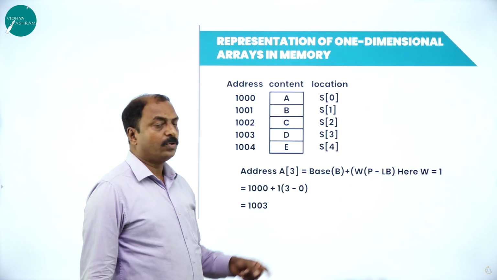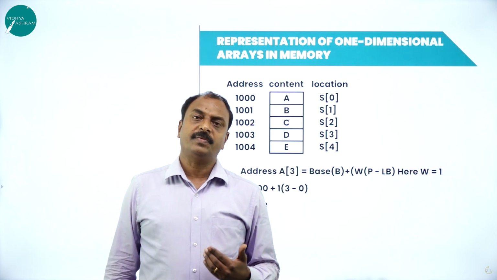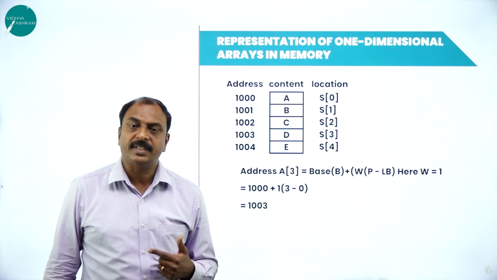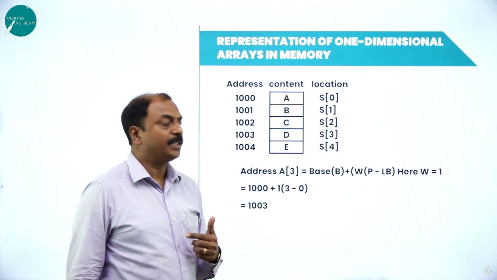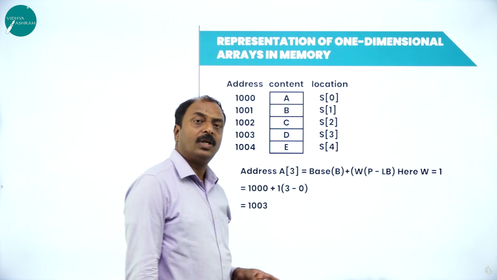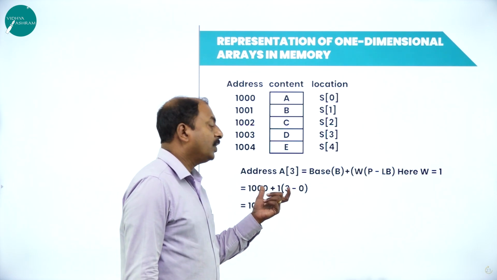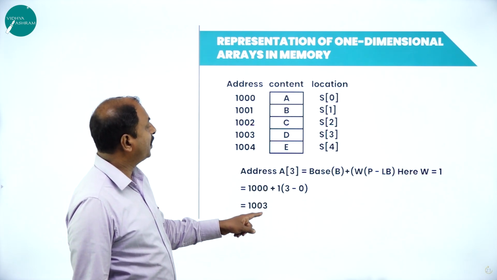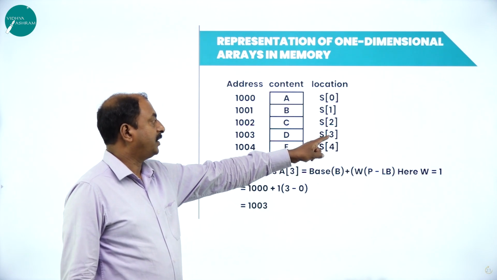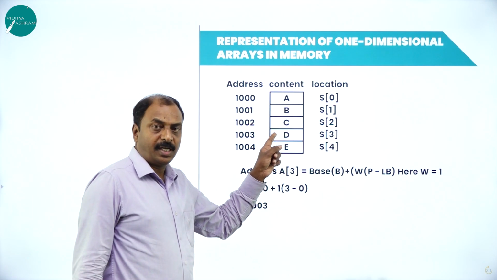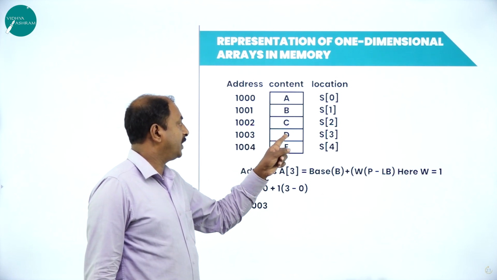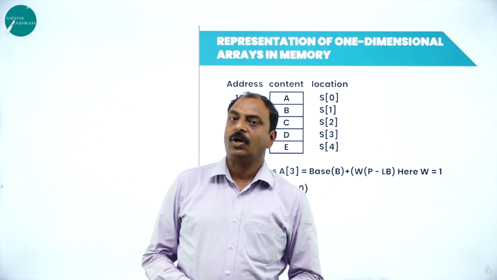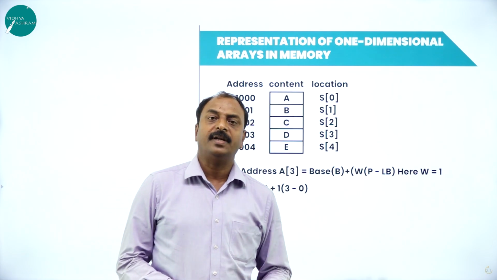The lower bound will always be 0 because an array index always starts with 0. 0 is the first index, so index 0 indicates the first element of a one-dimensional array. Accordingly, that will be the lower bound. The lower bound is 0. When you simplify this, you will get the answer as 1003. So 1003 is the memory address of S of 3, or at index 3, the data item D is stored under the memory address 1003. So this is the formula to find the memory address of any data item in a one-dimensional array.